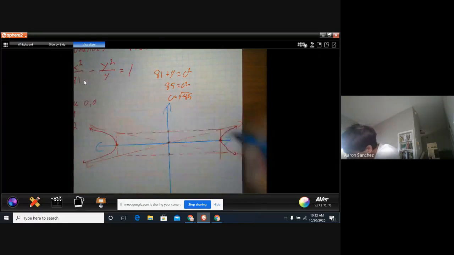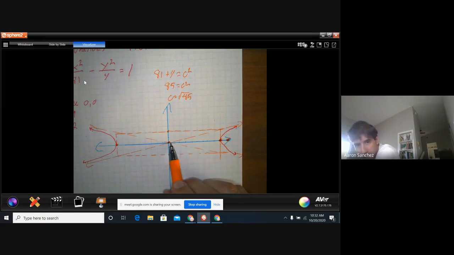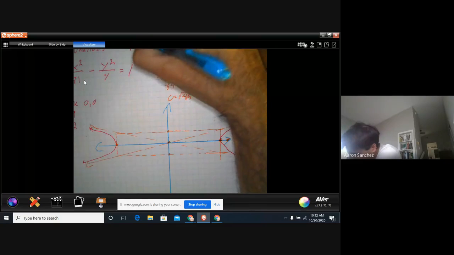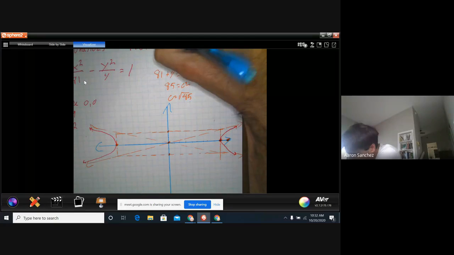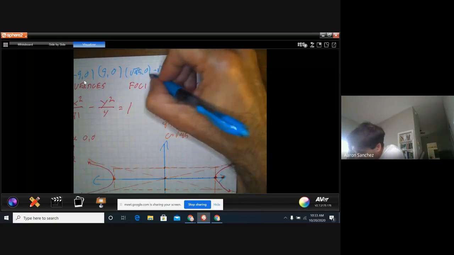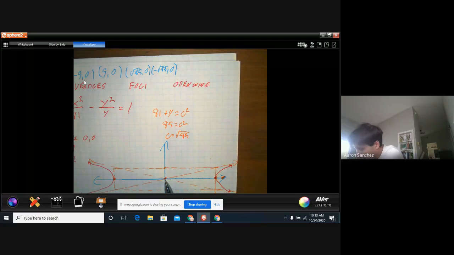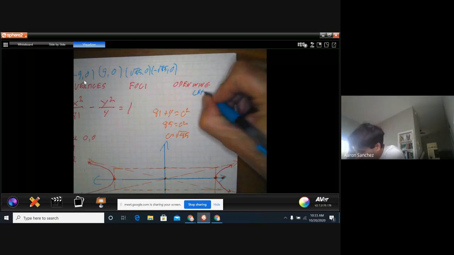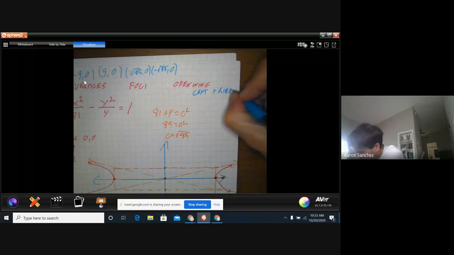I'll do it in orange. Right about here, from the center, you go square root of 85. I can't make that any simpler. So it's (square root of 85, 0) and (negative square root of 85, 0) for my foci. Based on that, from the center, this tells us where to go, and the opening, we said, is left and right opening.